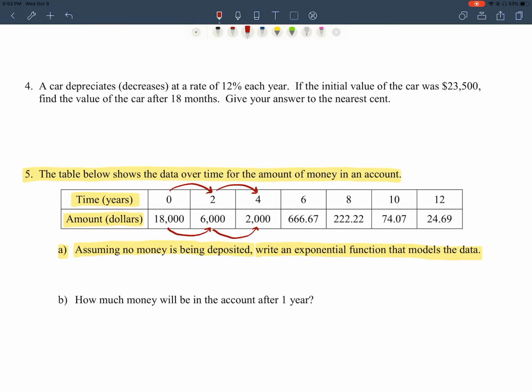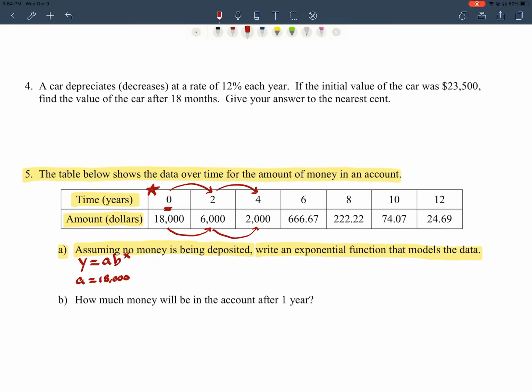With this one, we can already see that we've got our starting value up here, right? When our x is 0, we have $18,000. So if we're trying to write an exponential function in the form y is equal to a times b to the power of x, what we see right now is that our a is going to be 18,000. But we still need to figure out what b is going to be. And because these are changing by 2 each time, we have to be careful, right?